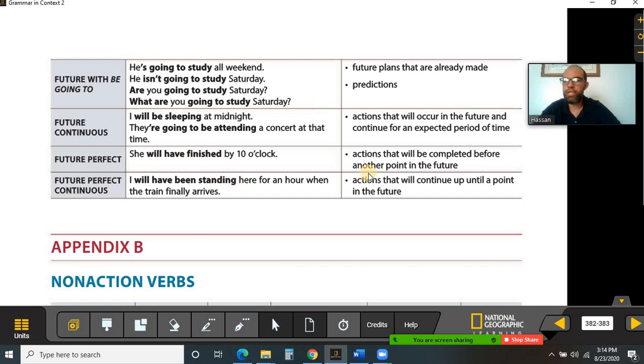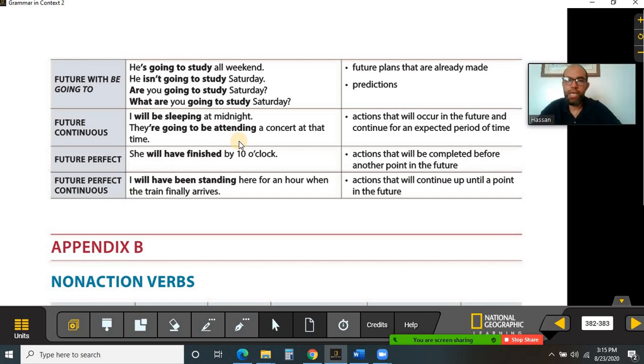Okay, future continuous. Now, future continuous. The future continuous is formed by using will plus be plus verb-ing. Will be sleeping, will be writing, will be making, will be playing, will be eating, etc. Negative form: will not be writing, will not be studying, will not be working, etc. And the question is formed by doing the inversion.